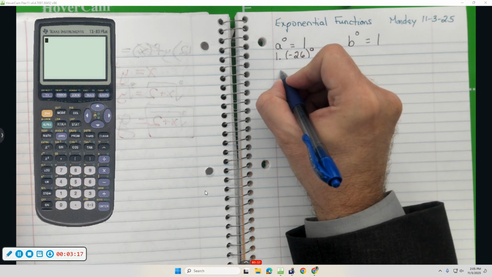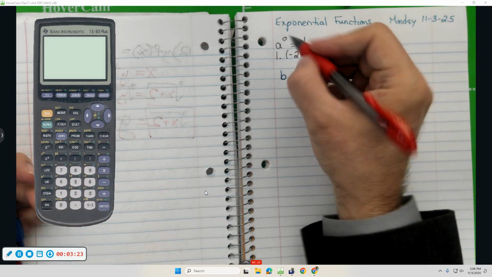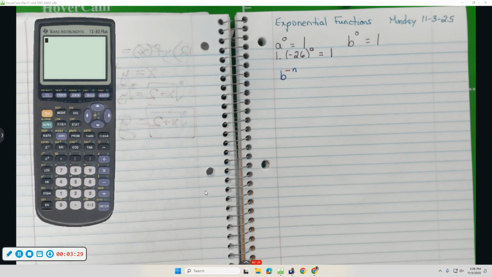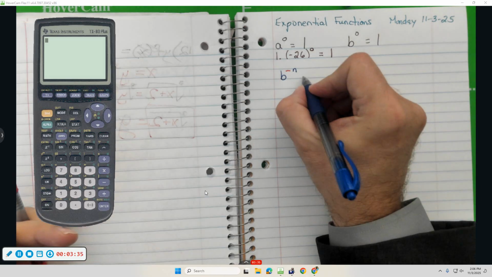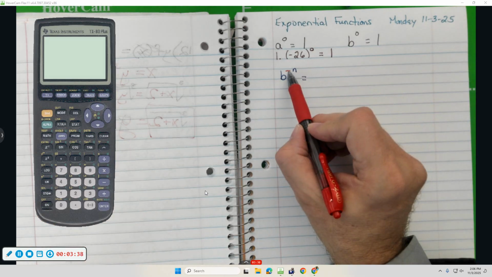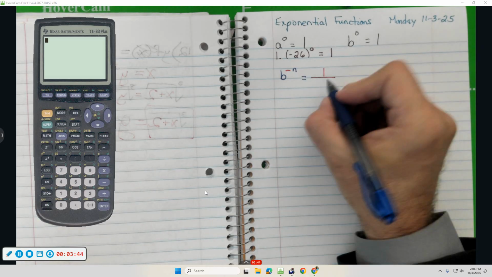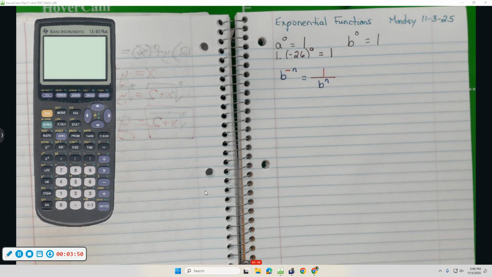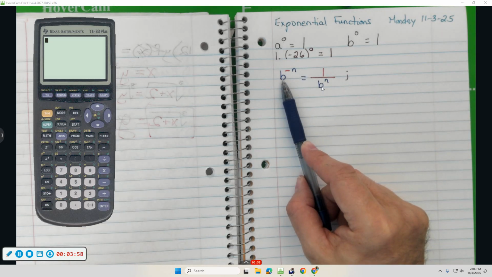Okay. Now, we have two definitions of negative exponents, based on whether the base of the exponent is a fraction or not. I think I'll use a B. B to the negative n. If you have a number that's not a fraction raised to a negative power, that's defined to be 1 over b to the positive power. A negative exponent means the reciprocal of the base raised to whatever the power n is. And the reciprocal of b is 1 over b.